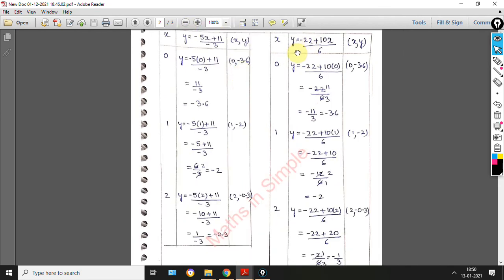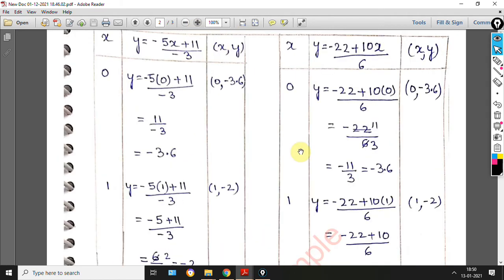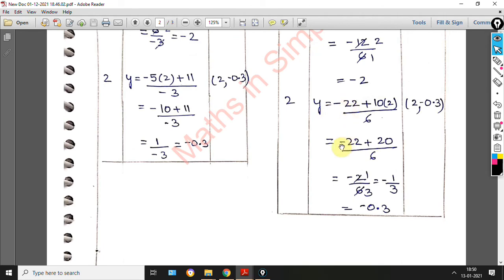Table is y equal to minus 22 plus 10 into x. So 10 into x, how much is x here? 2. So 10 into 2, whole divided by how much is there? 6. So whole divided by 6 we got. So next, what happened? Here minus 22 is there. So we are writing minus 22 plus 10 into 2, whole divided by 6.